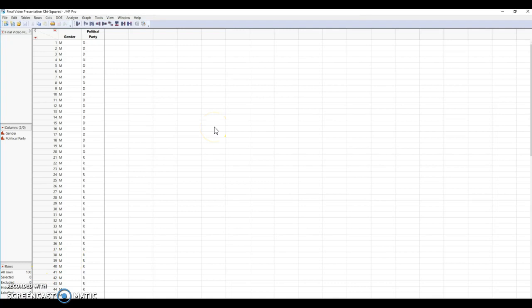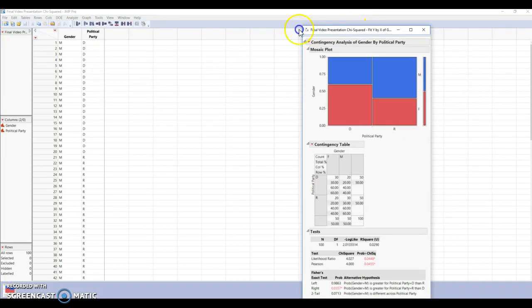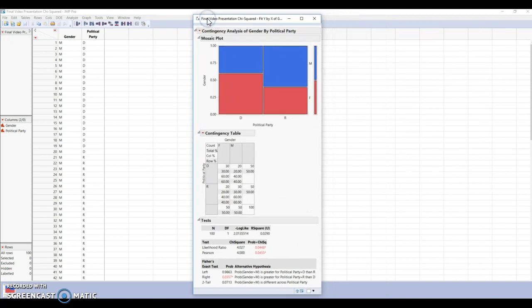So in order to conduct our chi-squared test, we will go ahead and go to Analyze, Fit Y by X. We will put gender in the Y slot, political party in the X slot. We will click OK. And notice how we are given a mosaic plot, but that will be discussed in a later portion of the video that talks specifically about mosaic plots.